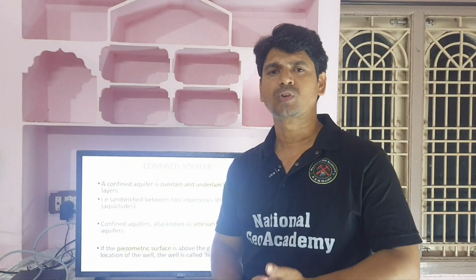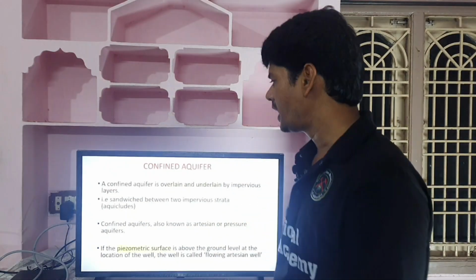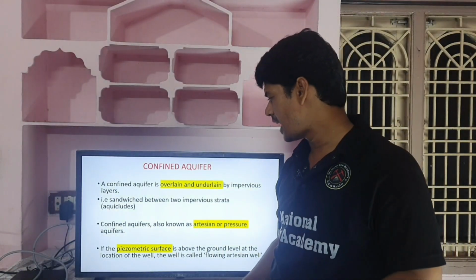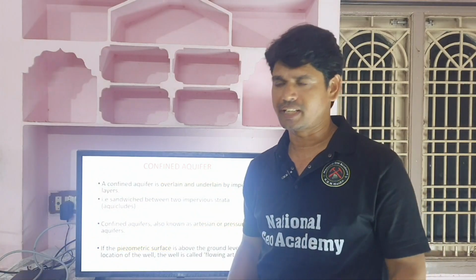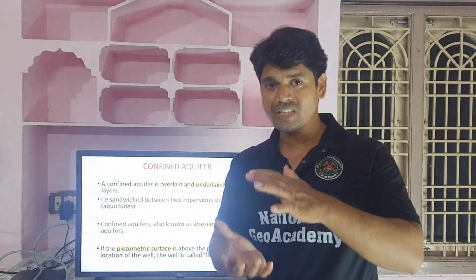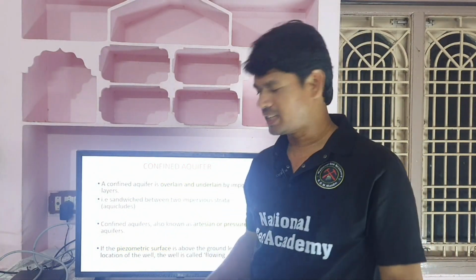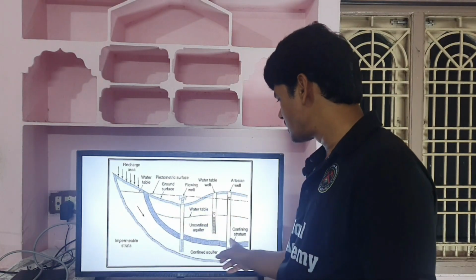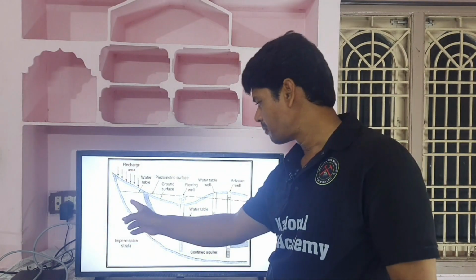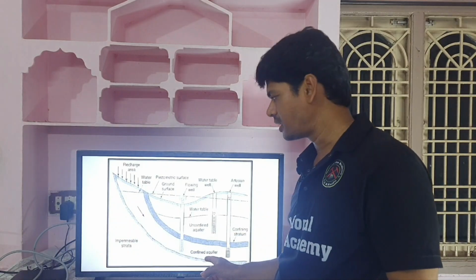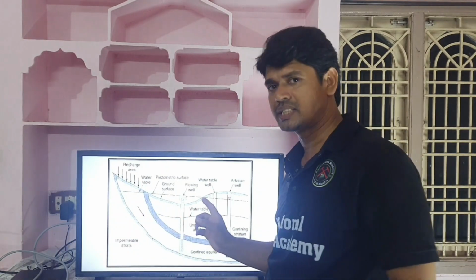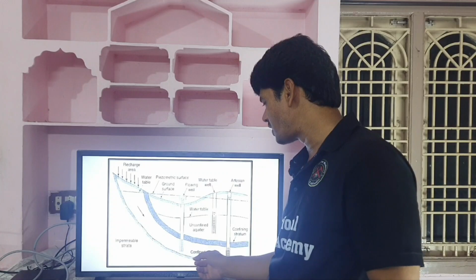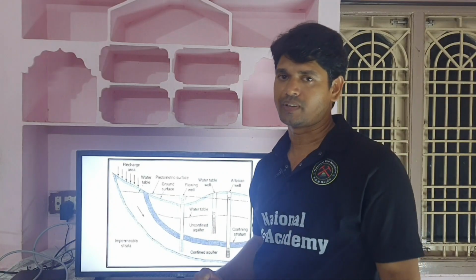Now we will discuss the confined aquifer. A confined aquifer is overlain and underlain by impervious layers. It is sandwiched between 2 impervious layers. If you see this diagram, the above one is an impervious layer, the below one is the impervious strata, and between them the aquifer is available. Such type of aquifer is called a confined aquifer.